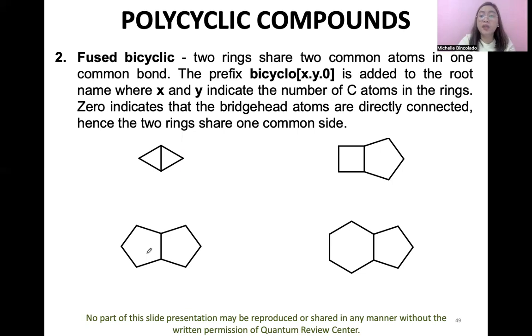0 indicates that the bridge head atoms are directly connected. So, kaya 0, kasi connected sila guys. Hence, the 2 rings share 1 common side. So guys, let's give the name of the following fused bicyclic compounds.